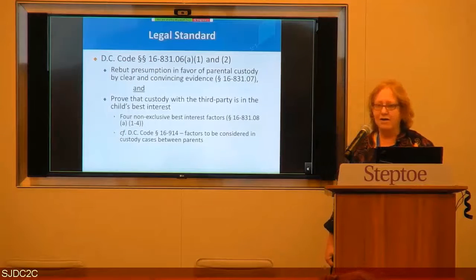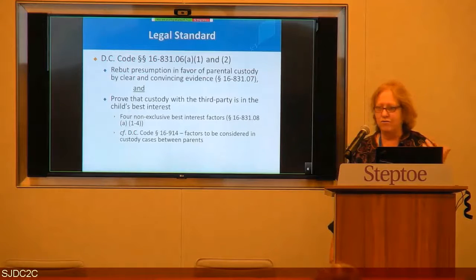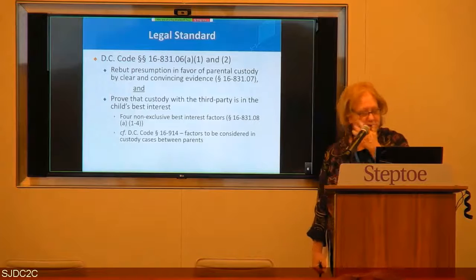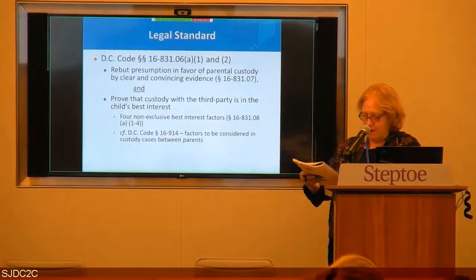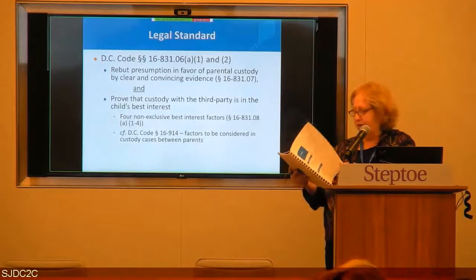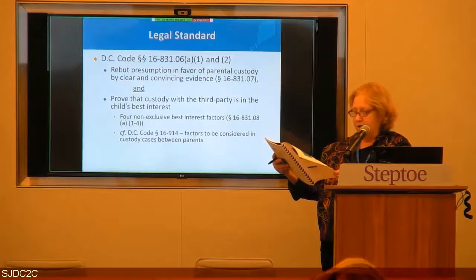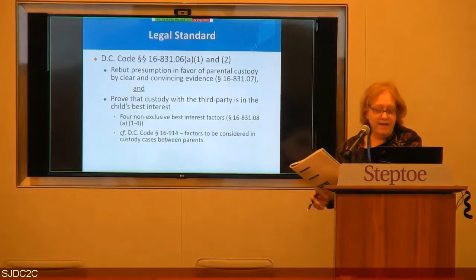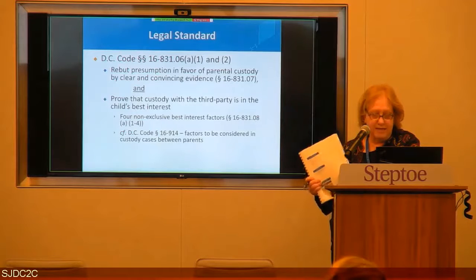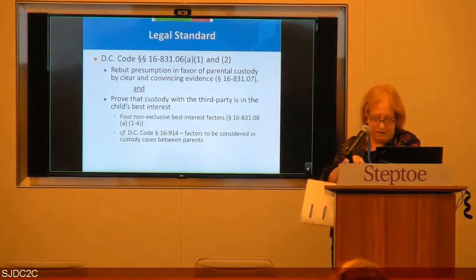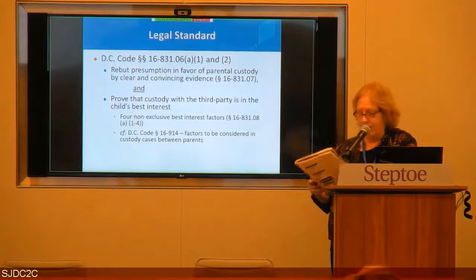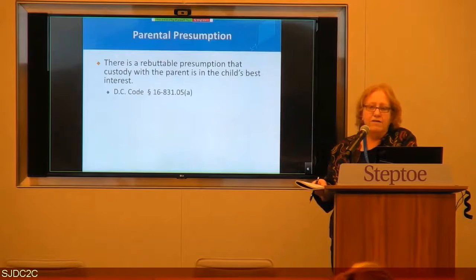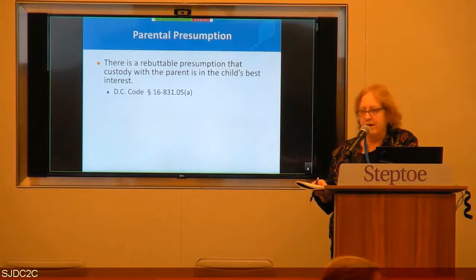It's kind of a two-prong, two-tier standard in third-party custody cases. First, you have to rebut something that has come to be called the parental presumption. And then you have to prove that custody is in the best interest of the child. So let's talk about the parental presumption first. There is a rebuttable presumption that it is in a child's best interest to be in the parent's custody.